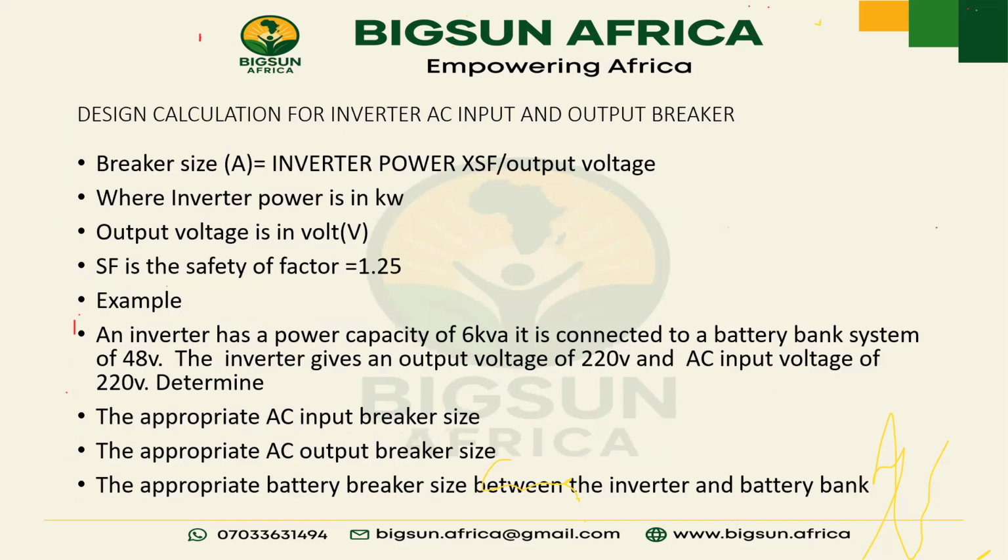So what is next is calculation for AC input and output breaker. Okay, this is for the AC side now. Let's just rush through it. Breaker size is equal to the same thing. Okay, output voltage, so it's the same thing. The other one we were using battery bank voltage, right? Because it's between the battery and the inverter.